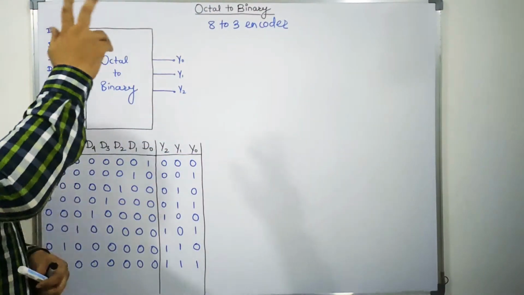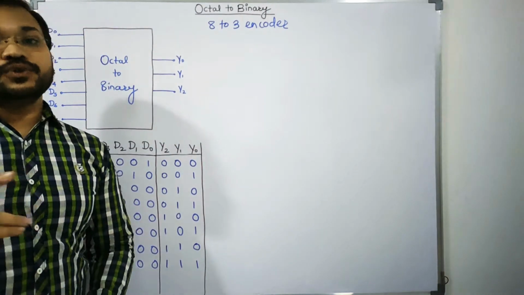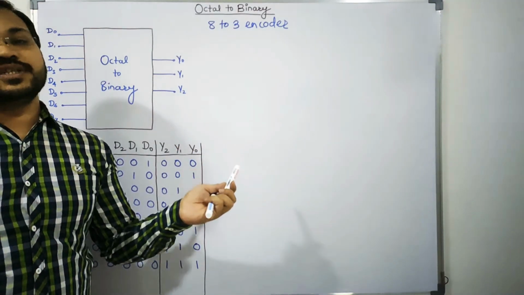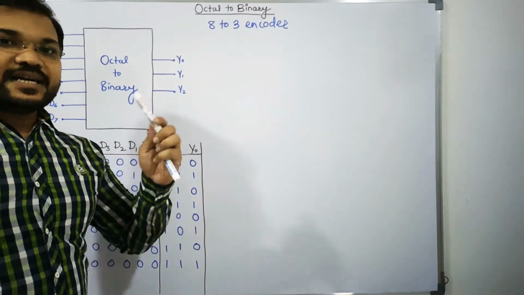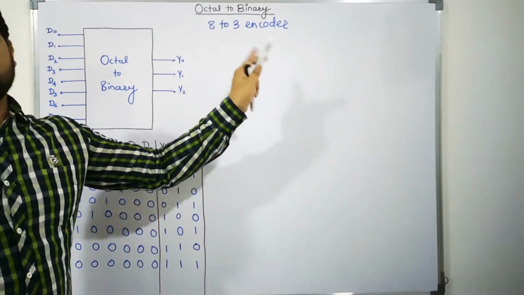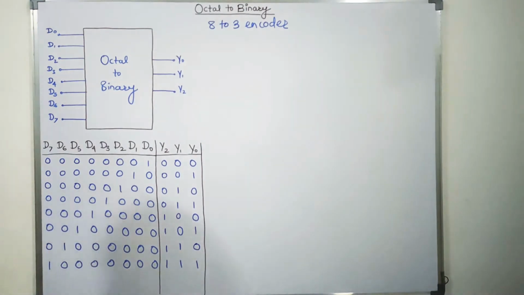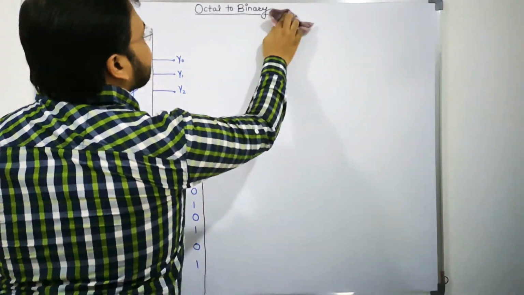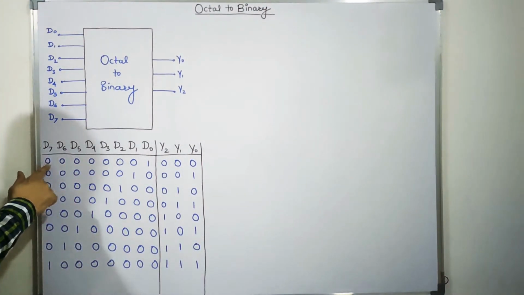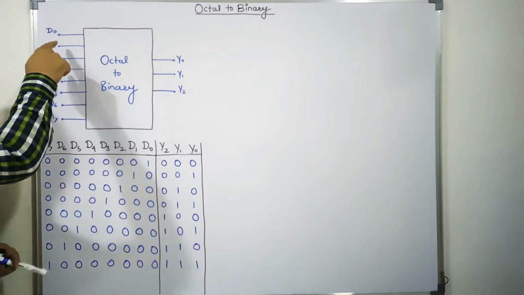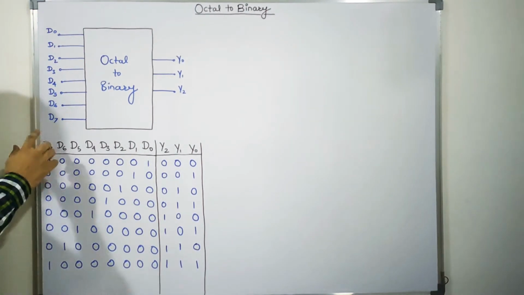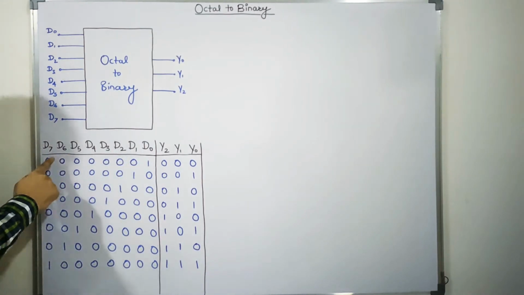In our previous video, introduction to encoder and decoder, we discussed the 4 to 2 encoder, and this is basically the 8 to 3 encoder. In that we discussed the function table, which starts with the inputs D0, D1, D2, D3, D4, D5, D6 and D7. For that we have drawn this truth table.